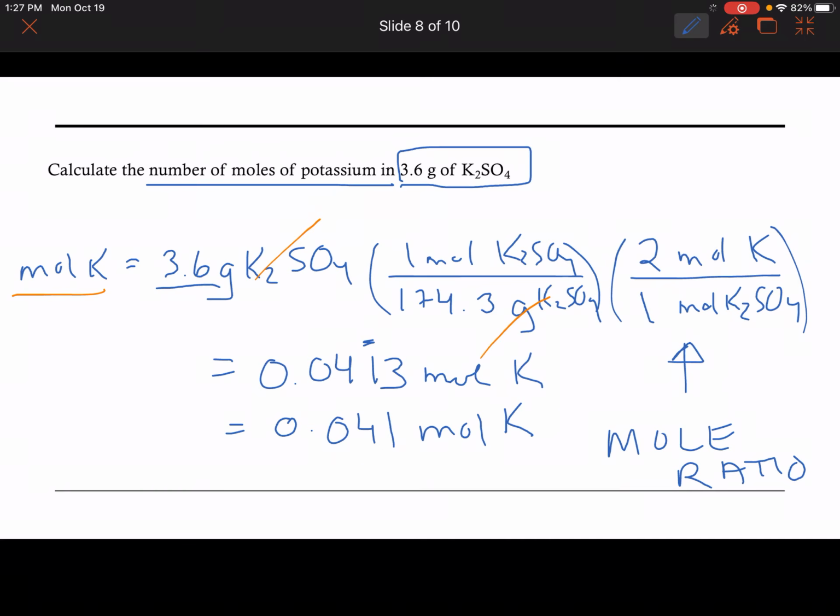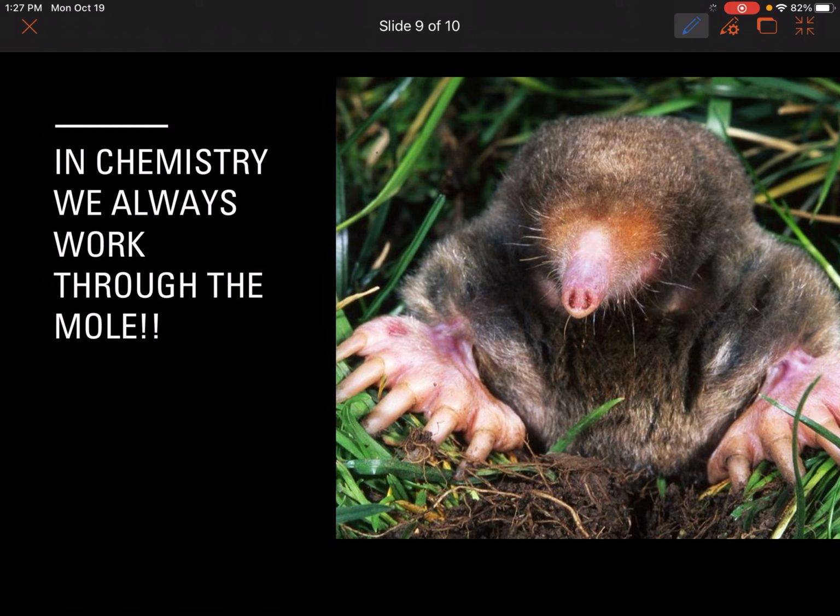The only thing you have to remember is that in chemistry, we always work through the mole. This is a mole animal, which I think they're blind. I don't think they have eyes. They're nocturnal. Anyways, I should know more about moles.